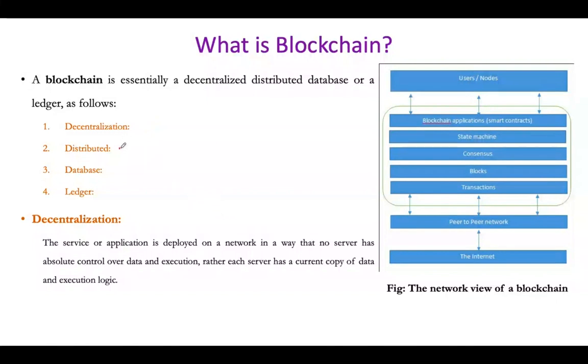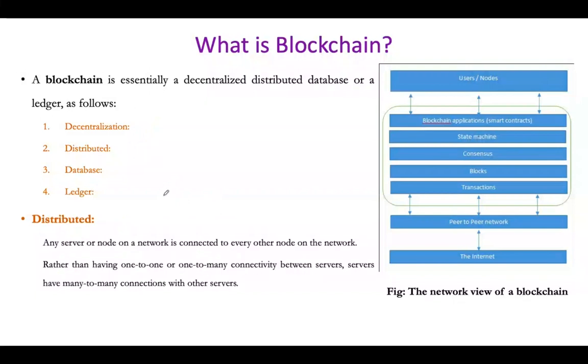So, what about the distributed one? The distributed concept means that any server or node on a network is connected to every other node on the network, rather than having one to one or one to many connectivity between servers; servers have many to many connections with other servers. So suppose you have three nodes in the network, every node is connected to every other node. So that is distributed.